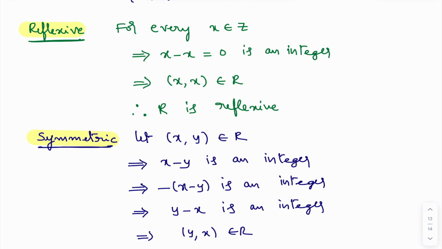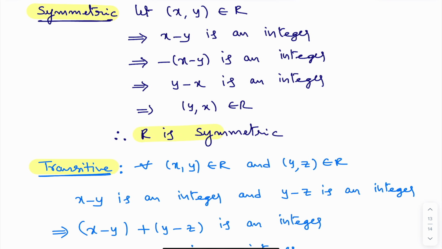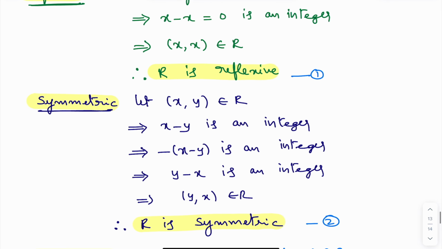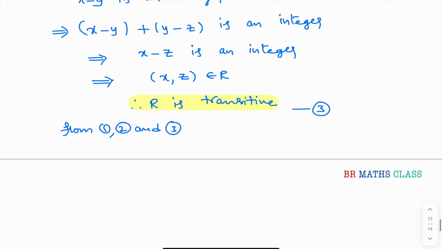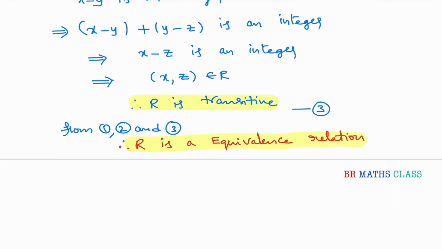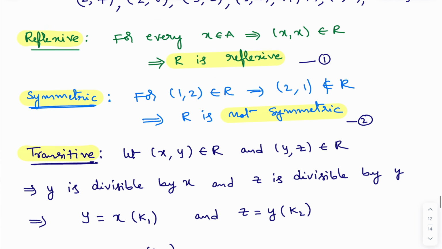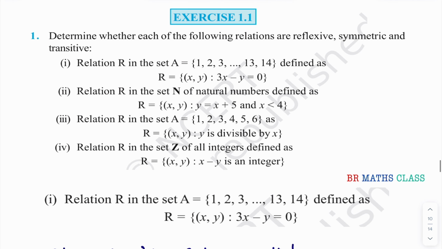So we came to know that this relation is reflexive. I'll take it as 1. And this relation is symmetric. I'll take it as the second point. And this relation is transitive. Take it as the third point. From 1, 2 and 3, what can you say? As this relation is reflexive, symmetric and transitive, I can say that R is an equivalence relation. Therefore, the relation R is an equivalence relation. I hope you understand these first 4 bits in Exercise 1.1.